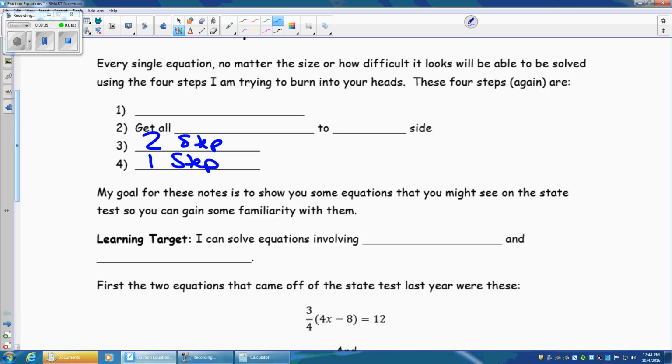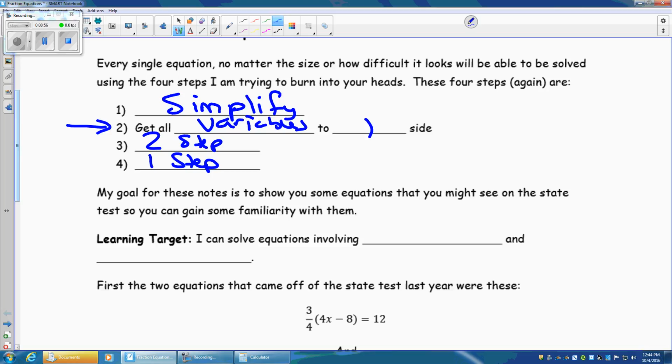The biggest one, or the most important one, is this number 2. It's the long-winded one. Get all variables to one side. And then the first step, we've talked about this the last couple days, is to simplify. If you do those 4 steps, and you know how to add and subtract and multiply and divide, equations really shouldn't be that bad for you.